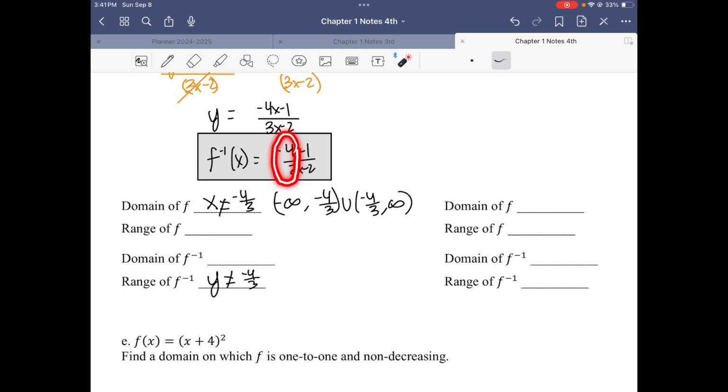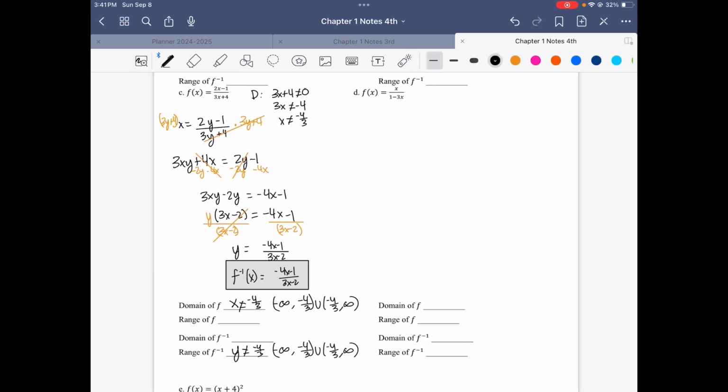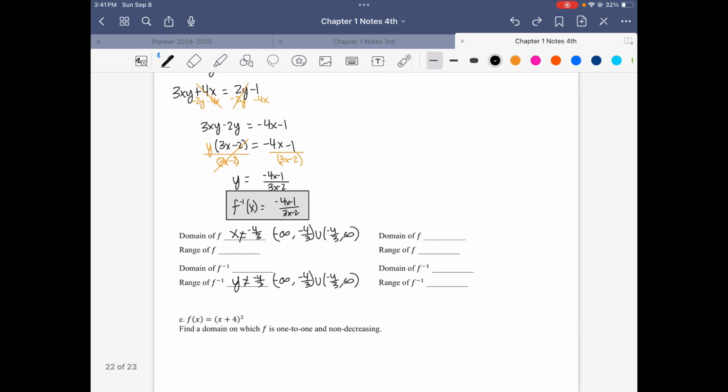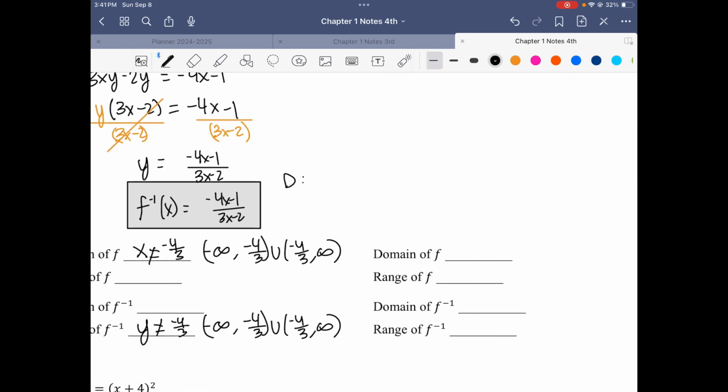You could have found that right there on the inverse. But the interval notation would be identical. Now the range, again, finding the range of this one is a little bit tricky. You have to remember all the different rules to doing that. So it's actually easier to go ahead and find the domain of this one.